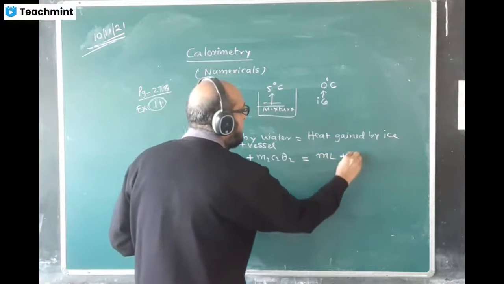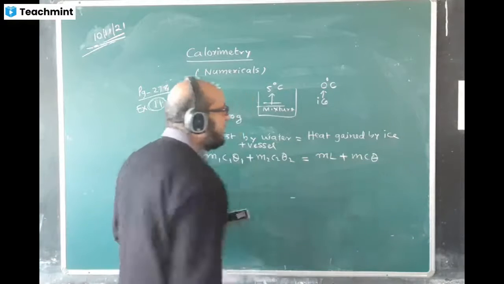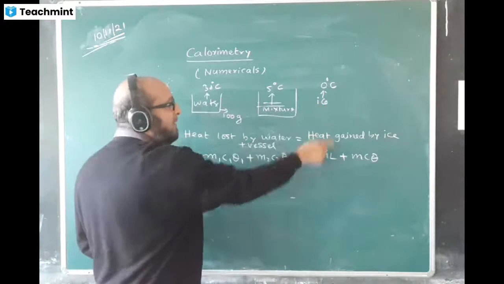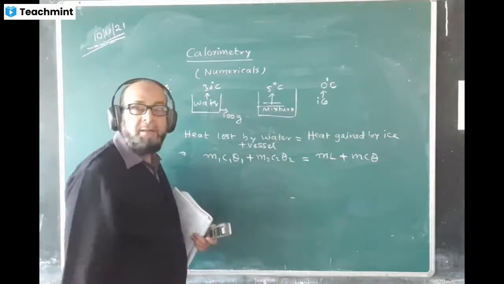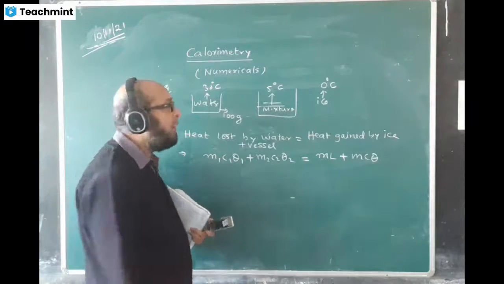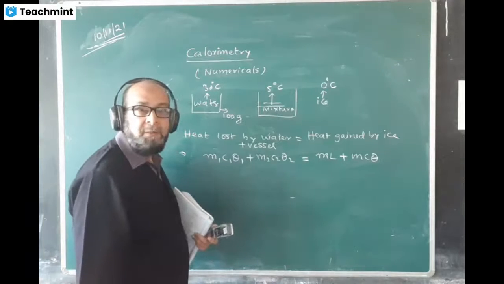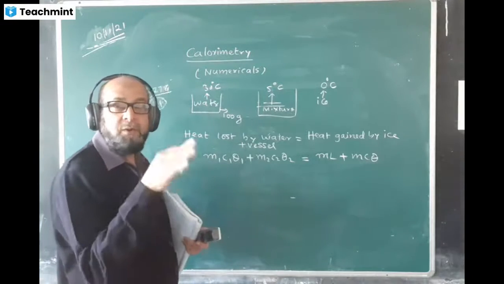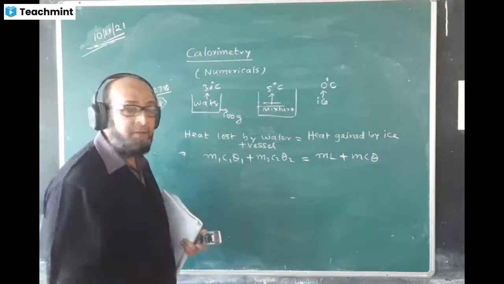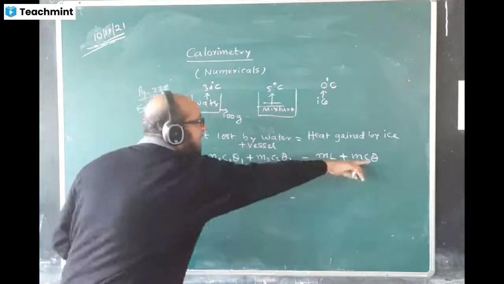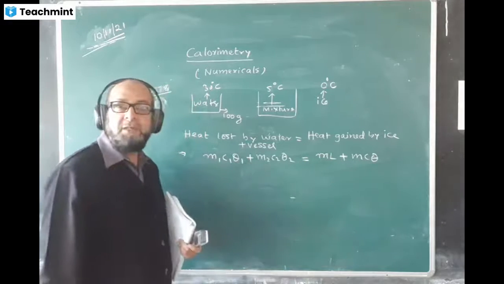ML plus MC theta. Yes, very good observation. First the ice will melt, ML, and this ice will give water of 0. But here we see the water is at 5 degrees Celsius. That is, the temperature of that water is also increasing from 0 to 5. So for that increase of temperature, MC theta is also there.